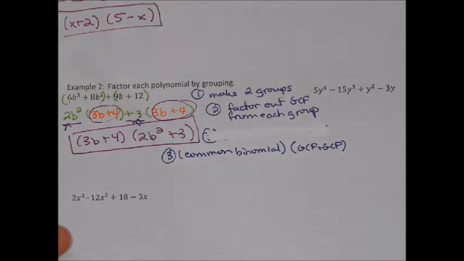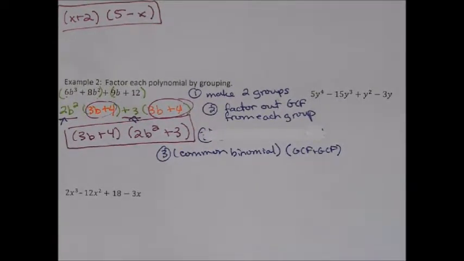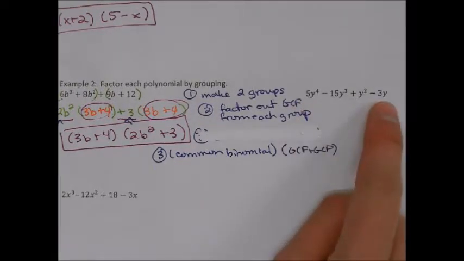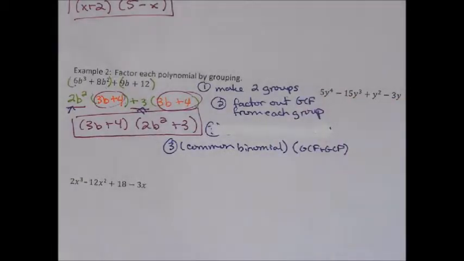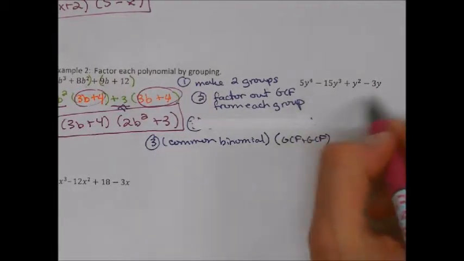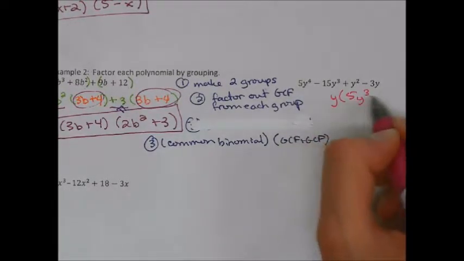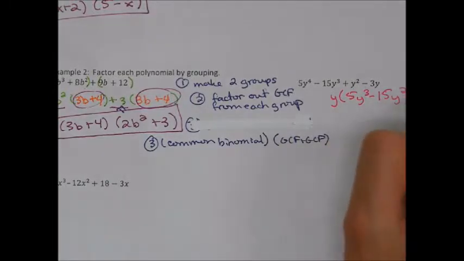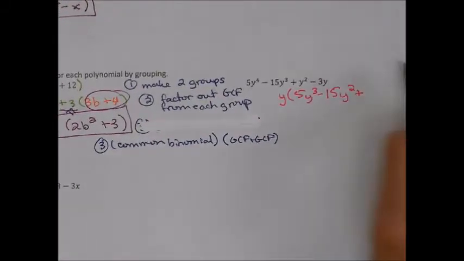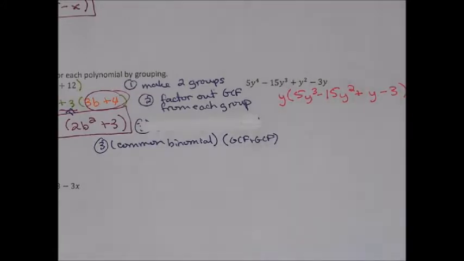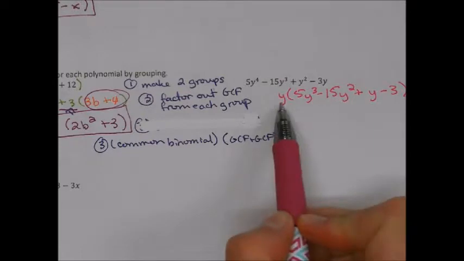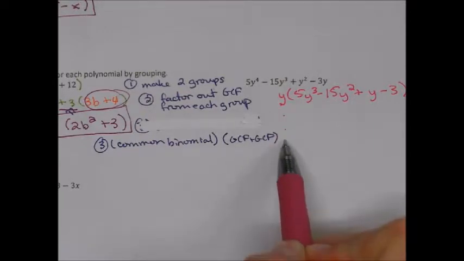All right, let's try our next example. Sometimes we have to look and we might have a GCF straight from the beginning. So if I look here, I notice that I have a y at the end. So I have a y in each term. So here our first step is going to be factor out our total GCF. So I can factor out that y. And then I get 5y to the third minus 15y squared plus y minus 3. Now this y is just going to stay on the outside and keep coming with us.